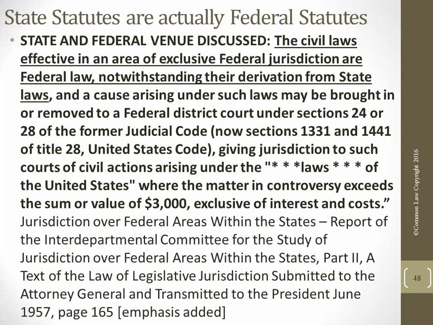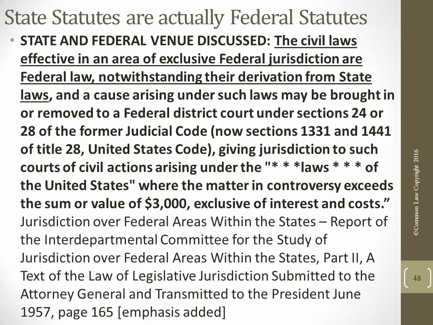The civil laws effective of an area of exclusive federal jurisdiction are federal law, notwithstanding their derivation from state laws, and a cause arising under such laws may be brought in or removed to a federal district court. And so that's the same document. Okay, that Part 2 is probably about 450 pages. Anyways, the point I want to make here is that all state laws are actually federal laws, because they only apply to U.S. citizens.